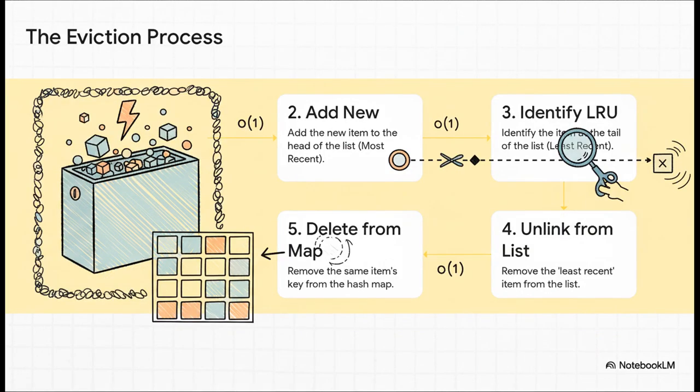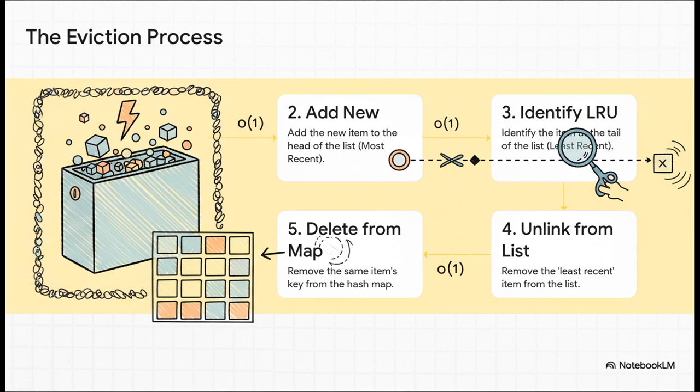That one simple move is what makes this whole thing work. And this brings us to the eviction dance. Let's walk through it. Okay, so the cache is at capacity. Step 1, a new item shows up. Step 2, we immediately put it at the very head of our list, making it the new most recent. Step 3, we look all the way to the other end, to the tail of the list, to see who the least recent item is.